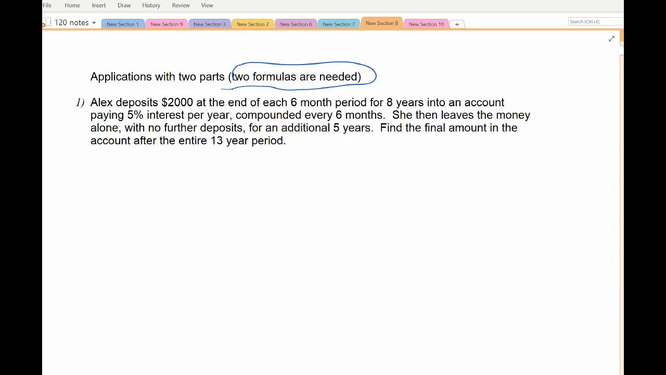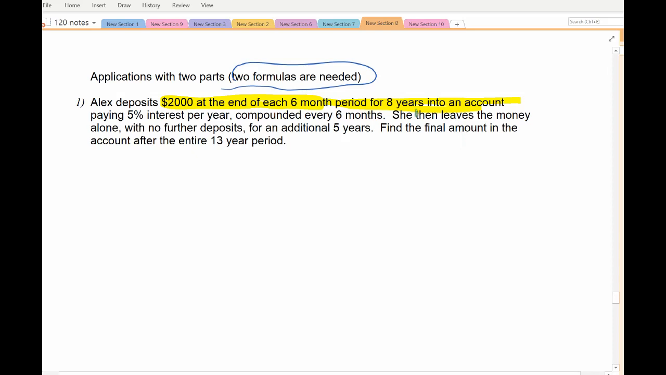Okay, so usually you're either given two amounts or two time periods. And so that's the first example, two time periods. All right, suppose Alex decides to deposit $2,000 at the end of each 6-month period for 8 years. So every 6 months, he's saving $2,000. So he's depositing $2,000 into an account every 6 months for 8 years, at 5% interest, compounded over the same time that he invests the money in.